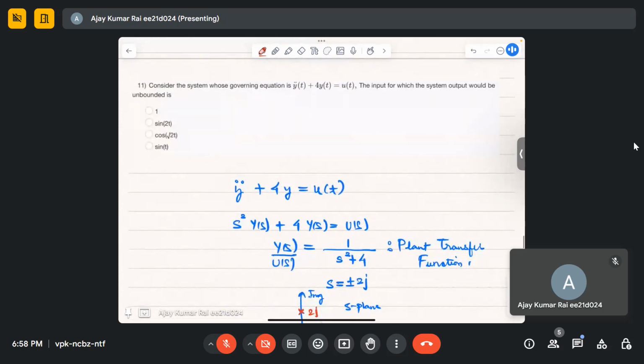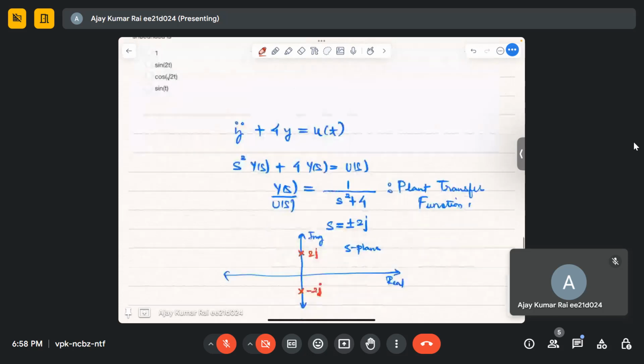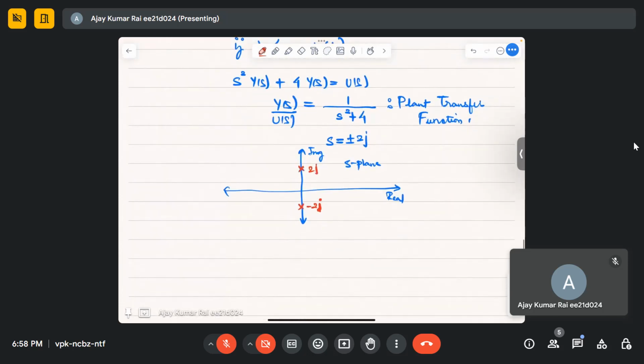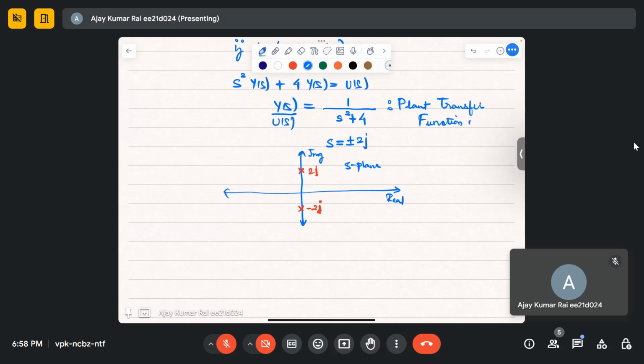And we have to find out the input for which the system output would be unbounded. So just looking at this system, what can you say about it? Since the roots are lying on the imaginary axis, this is marginally stable, right? You studied in the lectures also, though with the strict definition it's an unstable system, but since the roots are lying on the imaginary axis, these are non-repeating roots.